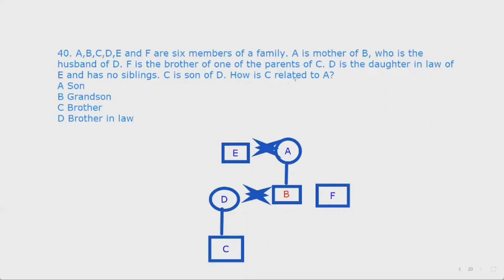So how is C related to A? So C is a grandson of A. So option number B is our answer.